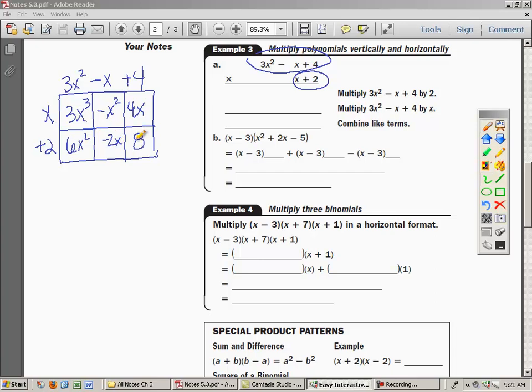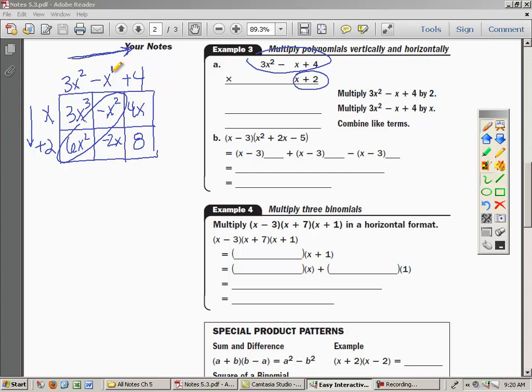Now, provided this is in standard form and these exponents decrease and I'm not missing any, meaning I don't have x squared and then no x's and then all the way down to the constant, these typically are going to be like terms here. They don't always work that way, but typically, if this is in standard form, decreasing, and there are no holes, these will be like terms. But combine like terms in the chart, just like we did with either the horizontal or vertical method.